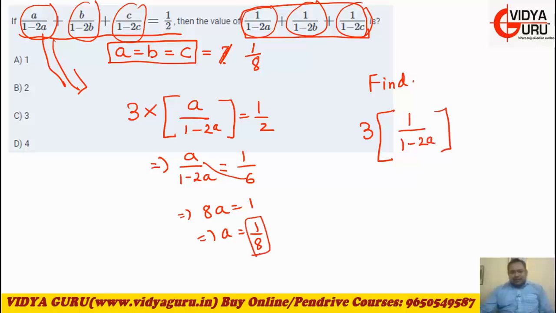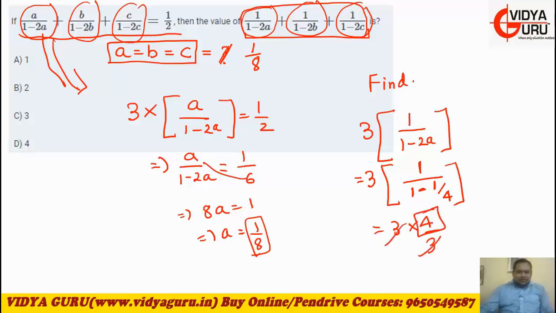What is the value of a? 1 by 8. So this comes out to be equal to 3 by 1 divided by 1 minus 2 into 1 by 8, which is equal to 1 by 4. So this is 3 by 4. So 3 into 4 by 3. 3 cancel. Answer is 4.